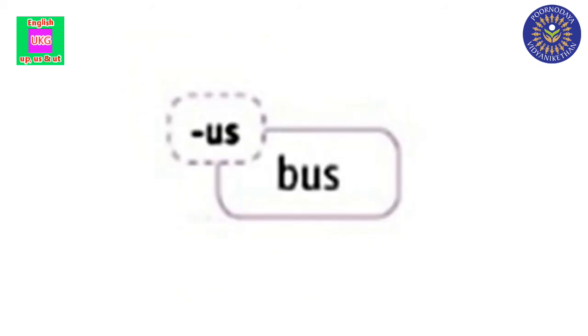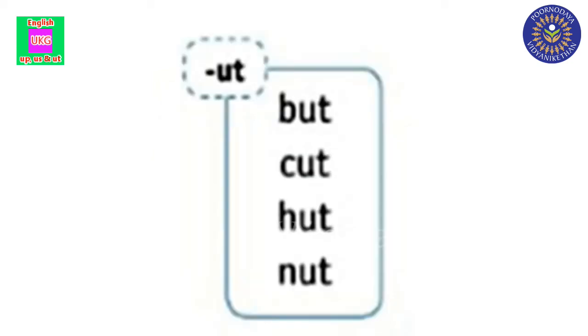US. Us word. B U S. Bus. Repeat it, children. B U S. Bus. Repeat it once more. B U S. Bus. What is the sound here? Us sound. Now see the third box.